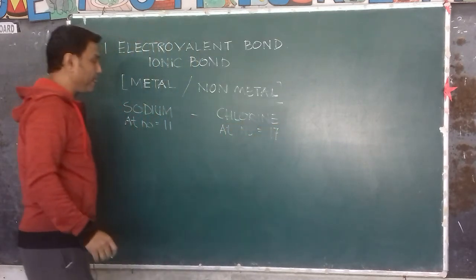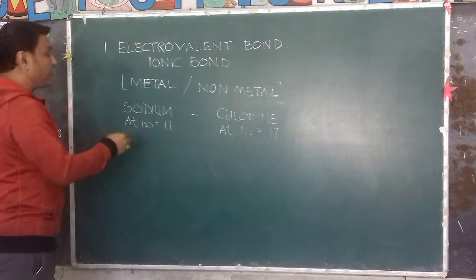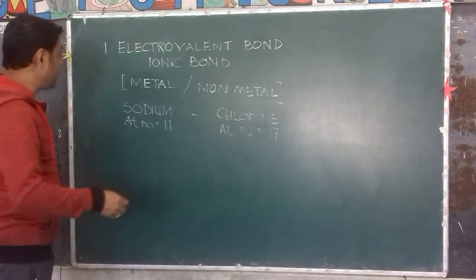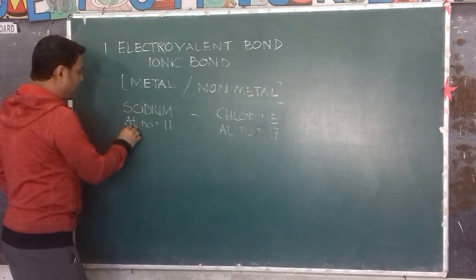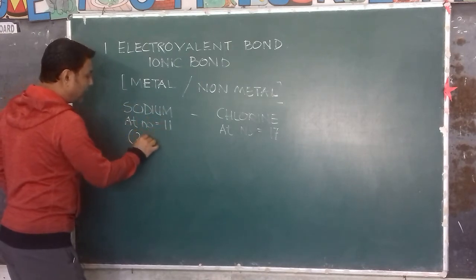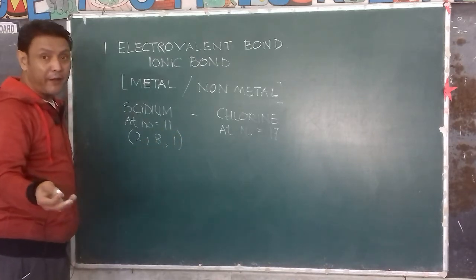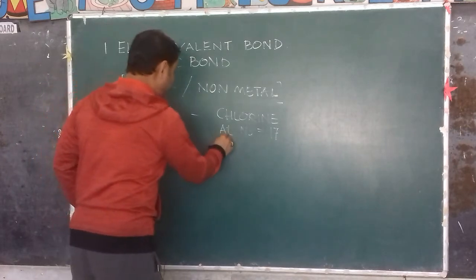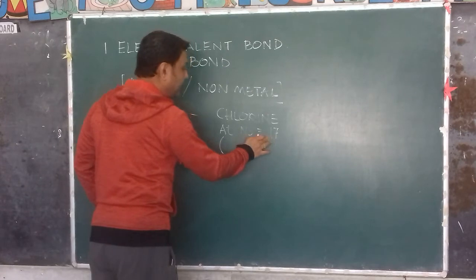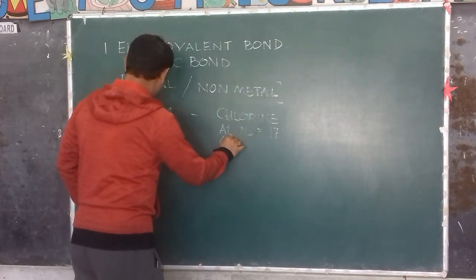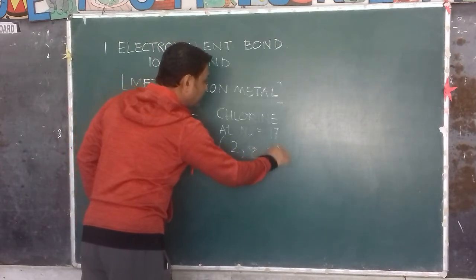You need not remember the atomic number. It will be given to you, so that's not a problem. But you have to know the electronic configuration that we dealt with last year in class 7. So sodium atomic number is 11, so the electronic configuration is 2, 8 and 1, as we already know. The electronic configuration of chlorine, atomic number 17, would be 2, 8 and 7.